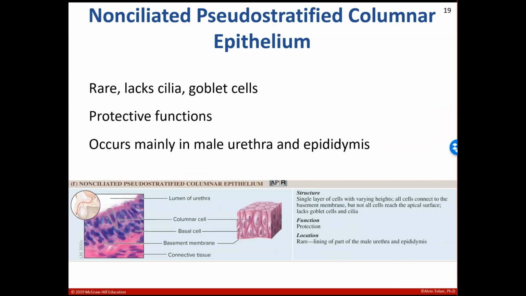Now for our non-ciliated pseudostratified columnar epithelium, this is rare within our body. They're going to lack that cilia and also lack the goblet cells, but they too are going to have protective functions. This is typically going to be found within the male urethra and the epididymis, which can be found in the scrotum. So here is our columnar cell. We do not see any of that cilia really sticking up from each of those cells, and we do see that those nuclei are in different regions of that simple layer to give that pseudostratified look.